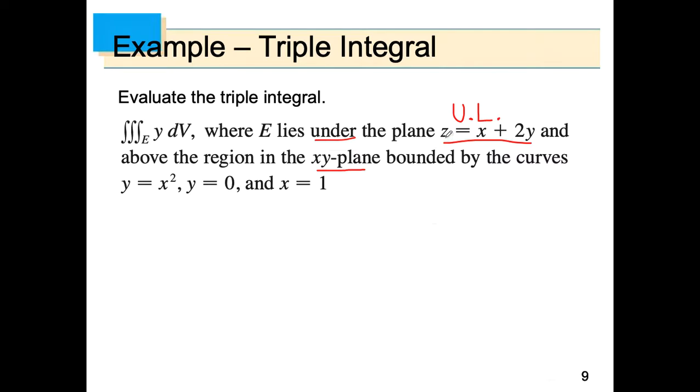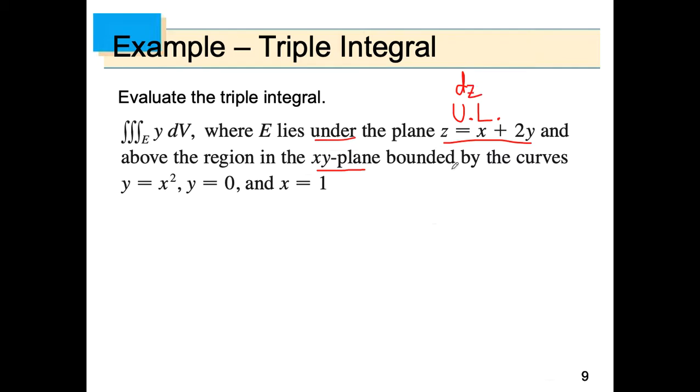And notice here that z is in terms of both x and y. And I told you guys, we're supposed to get rid of our most complicated limits. Well, notice that down here, y is in terms of x, and here y is just 0, and here x is just 1. So my most complicated limit here is this upper limit in terms of x and y. So that tells me I'm going to want to integrate with respect to z first. I'm going to want to get a dz out of this somehow.